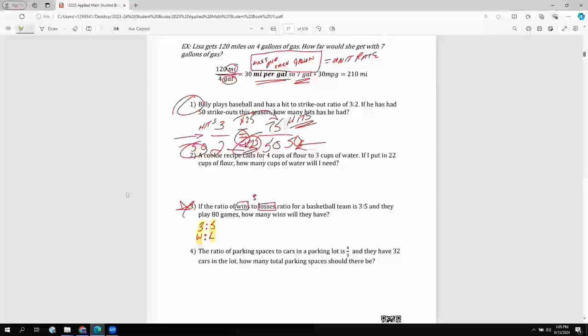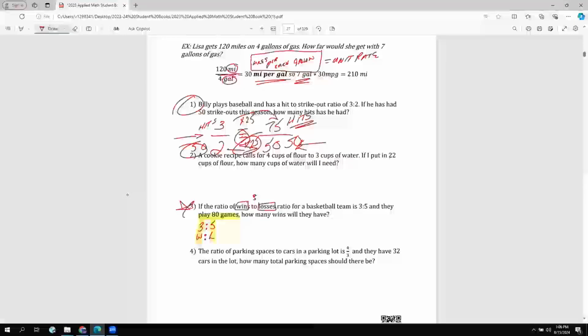Okay, now here's the thing. And they play 80 games. You hear that? And they play 80 games. How many wins should they have? So here's the thing. When students start hearing this question, they're like, wait a minute, I don't know if I truly understand what's happening. I'd say, well, look, you have a ratio, right? And this is 3-5. Now, what does the 3 represent? You'd say wins. And I'd say, what does the 5 represent? Losses.